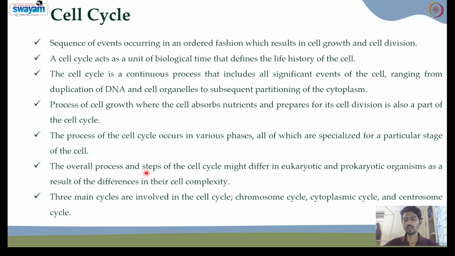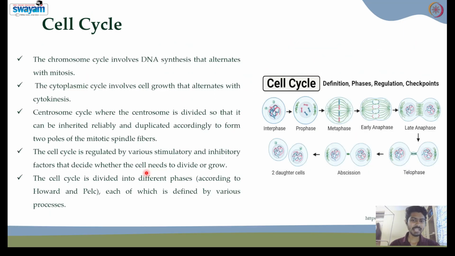So this is regarding the cell cycle, and we will see what all the phases of the cell cycle are in the upcoming slide. So the next slide says the life cycle of the cell cycle. And as we have discussed, the three important cycles are the chromosome cycle, the cytoplasmic cycle, and the centrosome cycle.